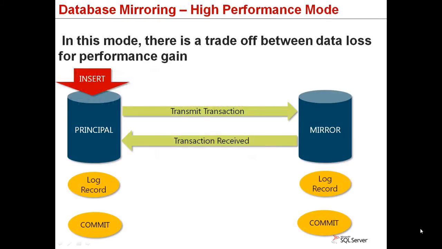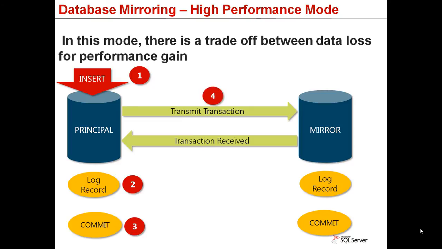This is how it works in the high performance mode. First, there's a transaction happening in the primary server database. The transaction generates a log record, as we have seen back in Module 4 in the transaction log structure. The transaction is committed in the primary.